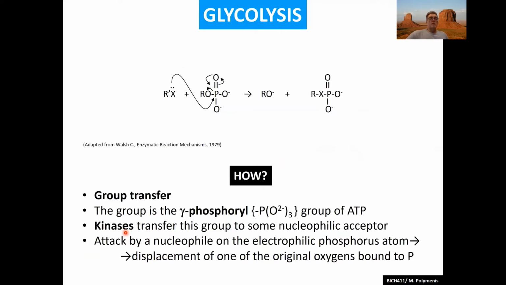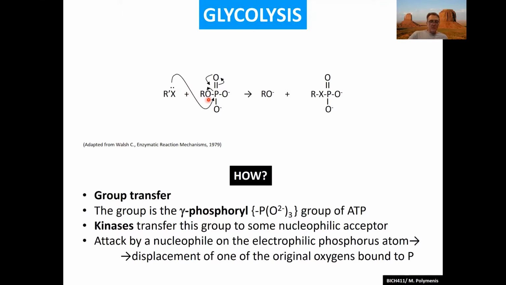How does it happen? You can imagine R prime X here being anything, as I said, and a kinase will facilitate the nucleophilic attack of X, these are the 2 electrons, onto the phosphorus of the gamma phosphoryl group of ATP. And one of the oxygens now will leave. All the extra arrows that you see here show that it can bounce. The more ways you have to bounce the electrons as they leave, the more you facilitate the reaction.